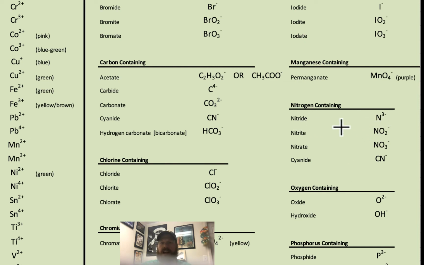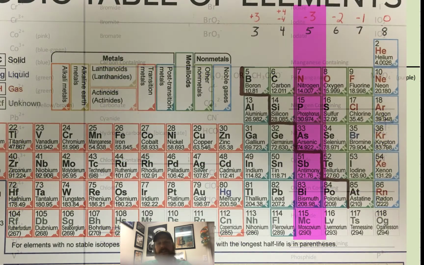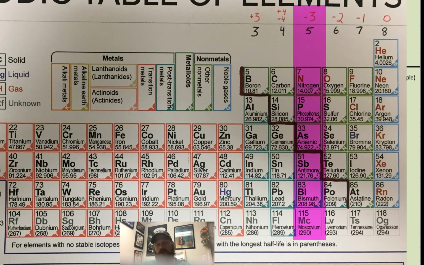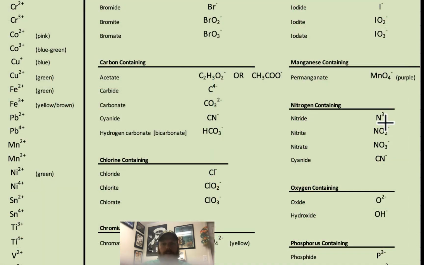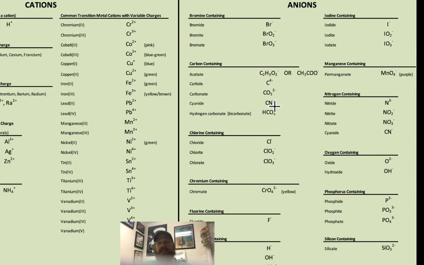Notice the first anion listed is not polyatomic. Nitride has a 3- charge. This same information could be found using your periodic table. The remaining anions listed are polyatomic. NO2- is nitrite, NO3- is nitrate, and CN- is cyanide. Notice that I also listed cyanide under the carbon-containing anions. I want things to be easy to find.